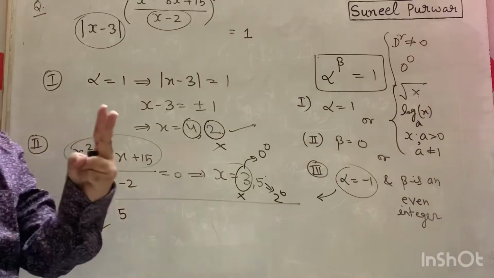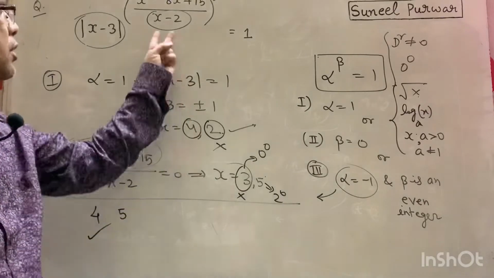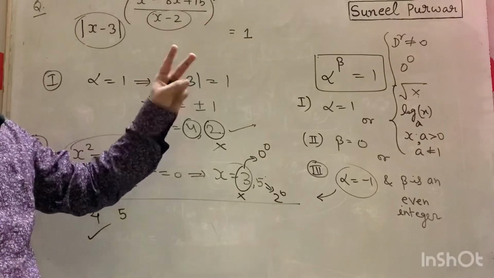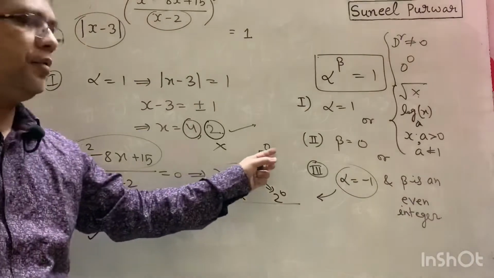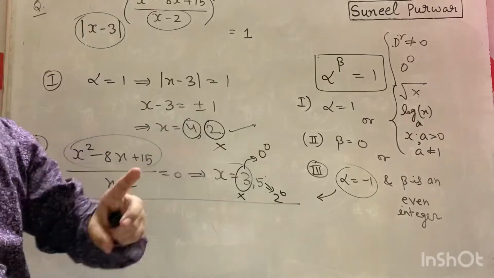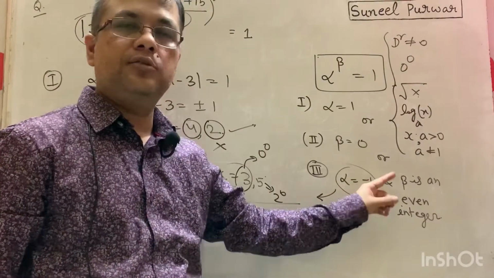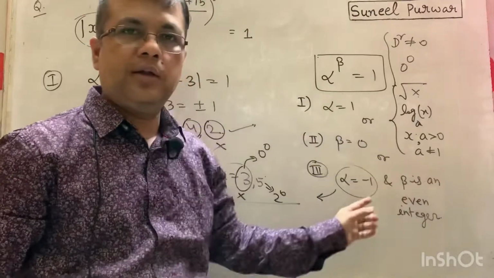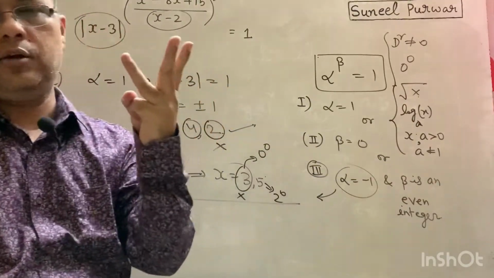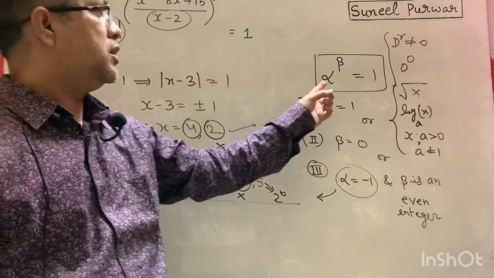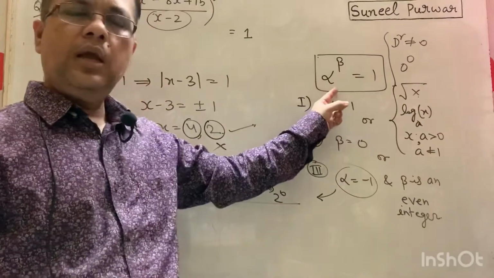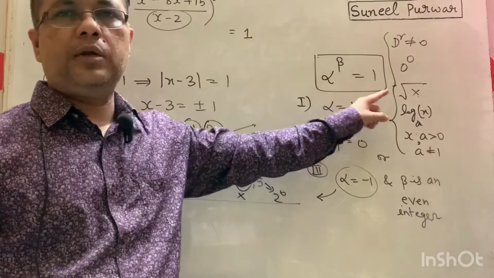So there are two traps in this question. One because of the denominator, and another trap was this 0 power 0 form. And the third trap is where alpha is equal to -1 possibility is also there, and the student will forget to analyze that possibility. So take care of these 3 points whenever you are solving an equation of the form alpha power beta equal to 1.